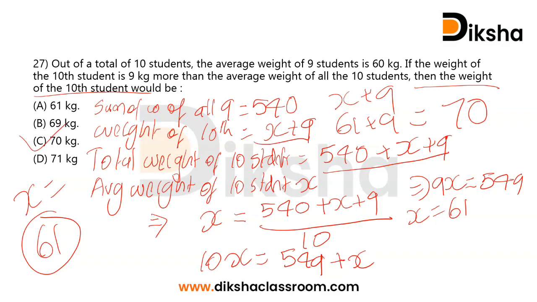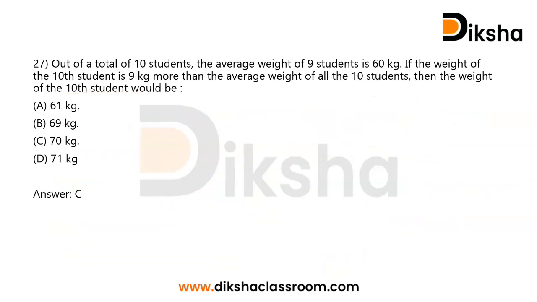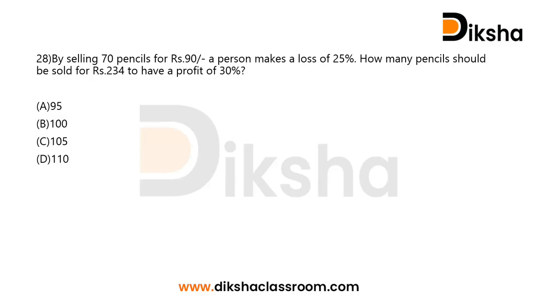Now we have average equal to total value by number of observations. So the average weight of 10 students is x, which means x is equal to 540 plus x plus 9, divided by 10. Solving, we get x equal to 61, which means the average of all 10 students is 61. But our question is the weight of the 10th student. It is 9 more than the average. So 61 plus 9, you get the answer as 70. So that's it. Question 27, option C is the correct answer.